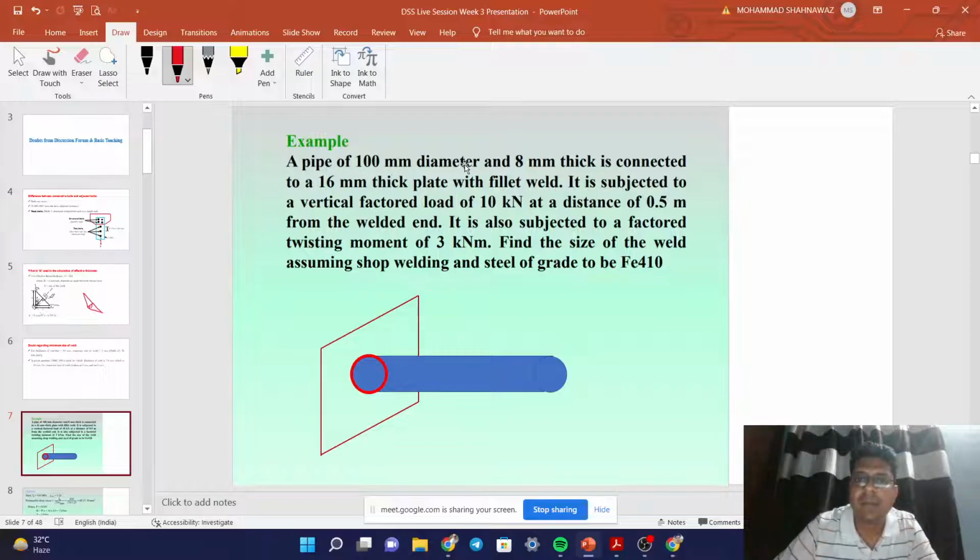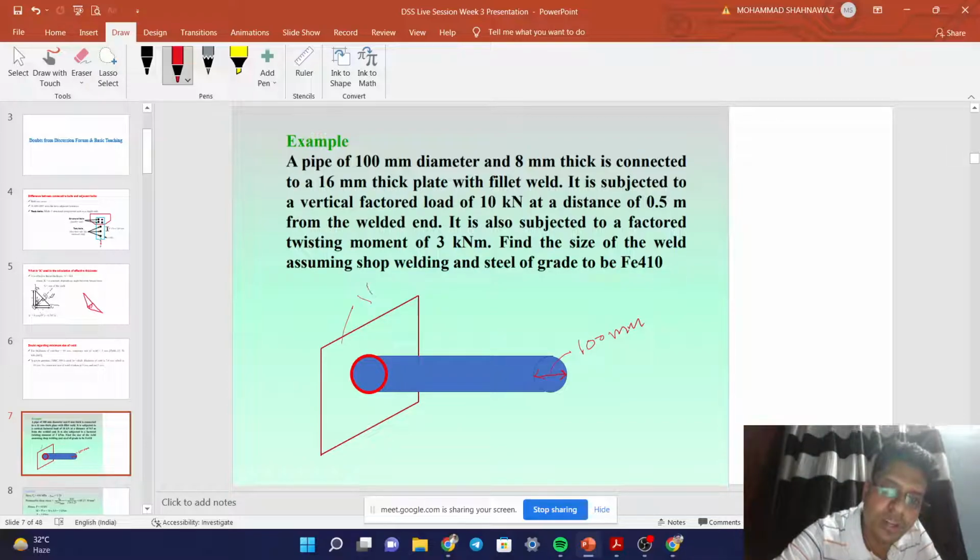A pipe of 100 diameter and 8 thick. So let us suppose this is a pipe. Actually I have drawn this figure in this PPT, so it was difficult for me to make it hollow quickly, so that's why we will cope with this. A pipe of 100 diameter, so the diameter of this pipe is 100, and it is 8 thick, and it is connected to a 16 thick plate.